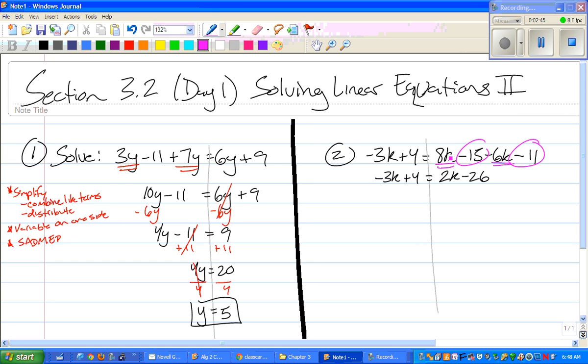So I'm going to move the smaller variable to one side, which is your negative 3. So we add 3 to both sides. Those guys cancel. 4 equals 5k plus 26. And now it's just SADMAP. Oh, I'm sorry, that's not a plus 26, it's a minus 26.